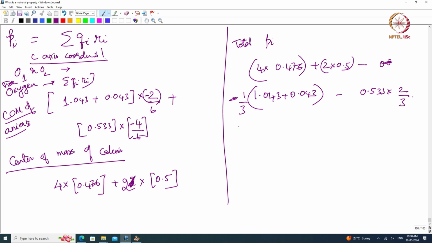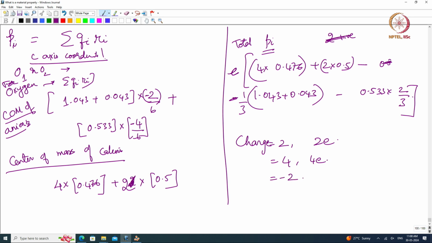So this is the total Pi, but this is in atomic coordinates, right. So I have to multiply it with the charge, with E, because here I am just taking charge as 2 positive charges. By charge meaning 2, I mean it is 2E. By charge meaning 4, I mean it is 4E. By charge meaning minus 2, I mean it is minus 2E, where E is 1.6 times 10 power minus 19 coulombs, the charge of an electron. This is the total Pi per unit cell.